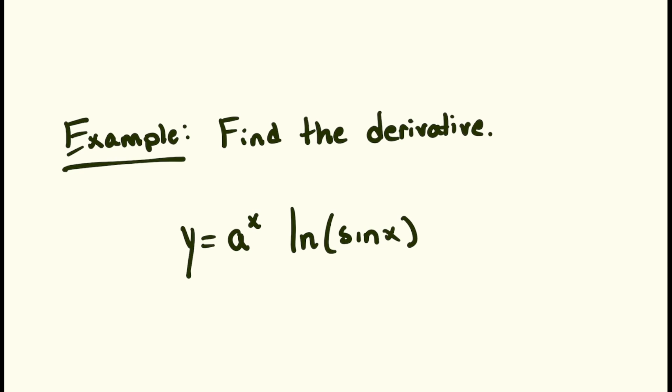We're going to be finding the derivative of a to the x times natural log of sine of x. And whenever we have a problem like this, when there is an element called a, almost always that is a constant, or in other words, a number. It's just any old number, we don't know what it is.